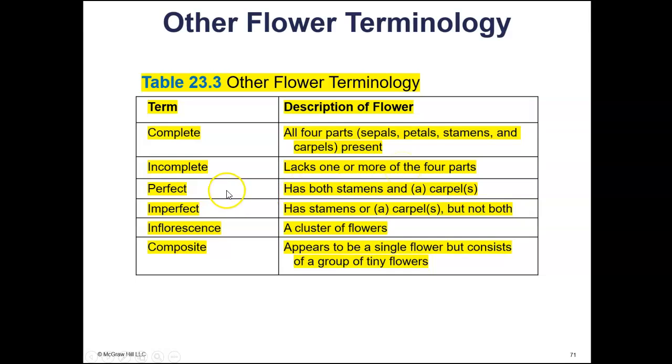Now, if it's perfect, it has both stamens and carpels. So you can have a complete and perfect flower, or it can be imperfect, and that means it has stamens or carpels, but not both. So what we would say, if it's incomplete and lacks stamens, we would say it's imperfect. Or if it's incomplete and lacks carpels, we would say it's imperfect. A cluster of flowers is called an inflorescence, and something that appears to be a single flower, but it's actually a group of tiny flowers, is called a composite flower.